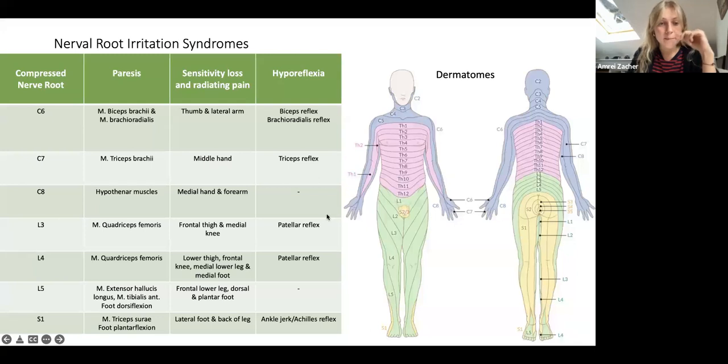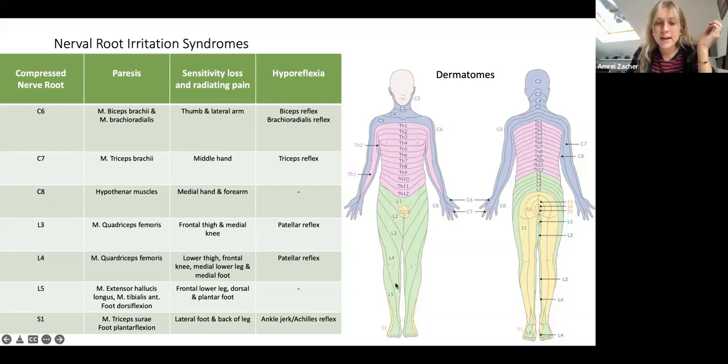So we have the L3 with the quadriceps, so the thick muscle here on the thigh. And the sensitivity loss would occur here at the frontal thigh and the medial knee. And you have the patellar reflex that would be low. L4 goes down, same muscle, also same reflex, just the dermatome where you would have your sensitivity loss or radiating pain would be different. So it's the frontal thigh and the frontal knee, but then it also goes down to the medial lower leg and the medial foot here.